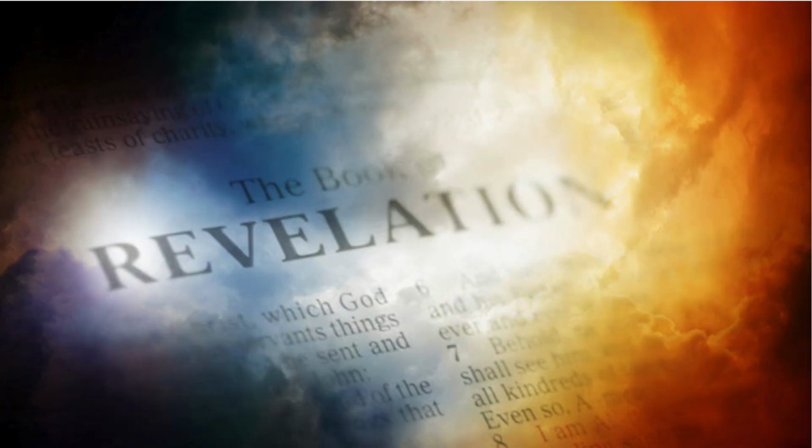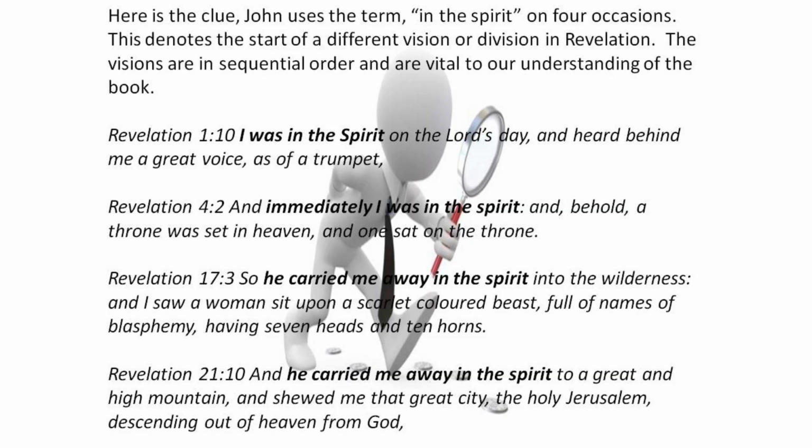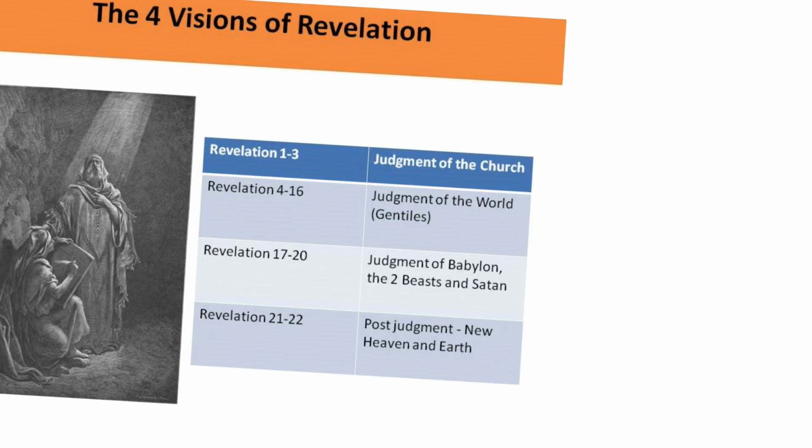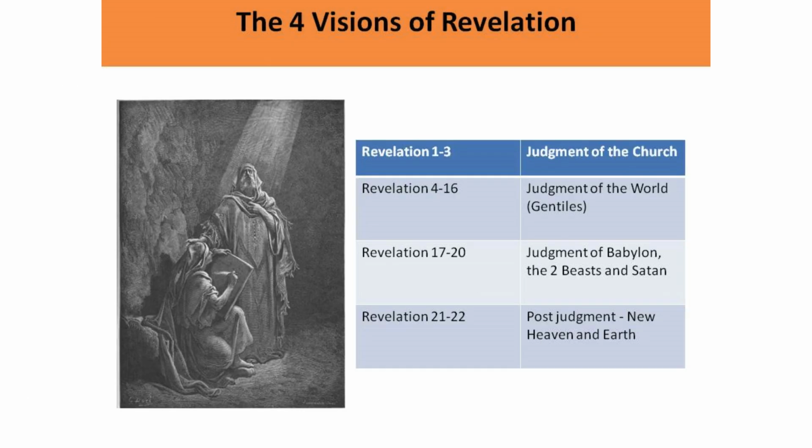The book of Revelation is not one big vision given to John, but it is in fact 4 different visions. Every time John says he was in the Spirit, it denotes a new vision. The visions include the judgment of the church, the judgment of the world, the judgment of Babylon, the 2 beasts, and Satan, and last, there is the post-judgment vision of the new heaven and earth.